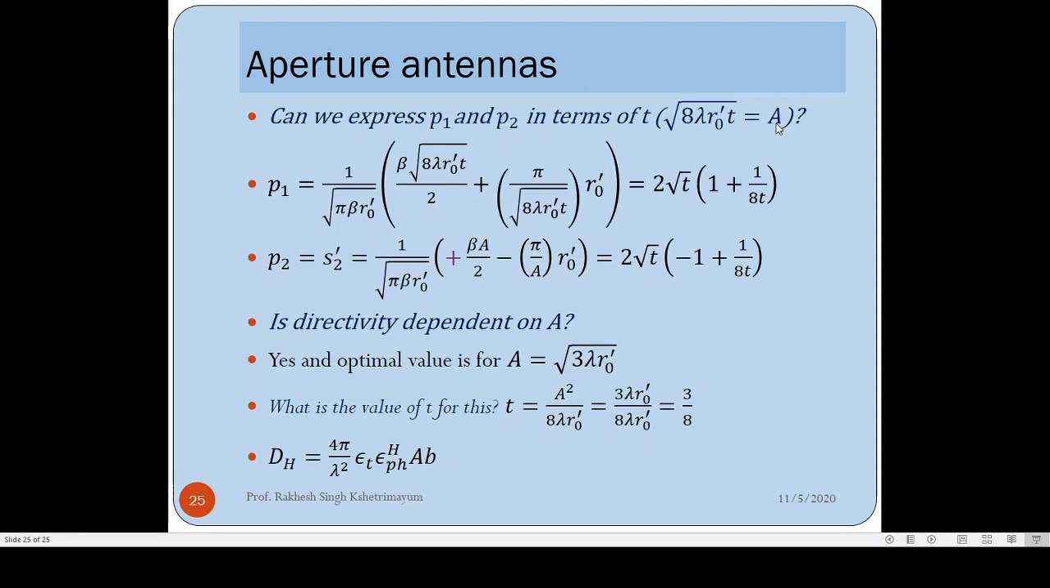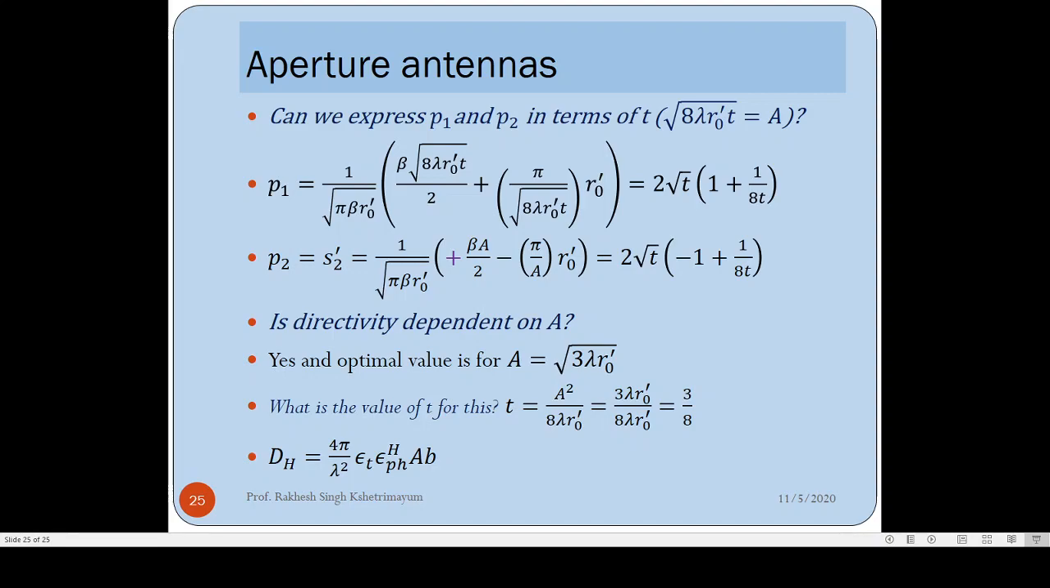Once we have the A, we can find T. For this case, when we have the optimal value of A, T turns out to be 3 by 8. So the optimal value of T is 3 by 8. Once you have this, you can find this term here. You already know this term, this term, this term. You can find the optimal directivity of the horn antenna.